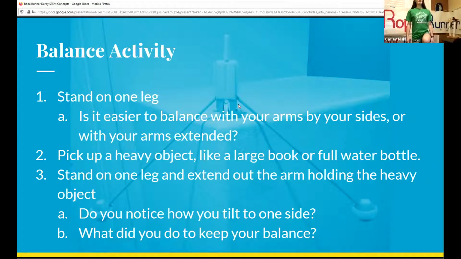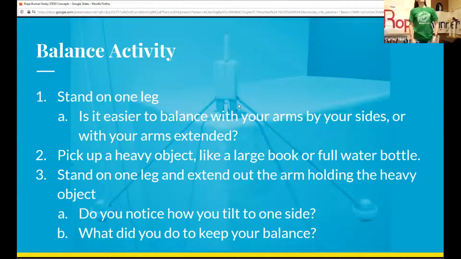Now tell me, is it easier to balance with the arms by your sides like this, or with your arms stretched out like this? You can go back to your computer and unmute yourself if you'd like. With your arms out? I think so, yeah.